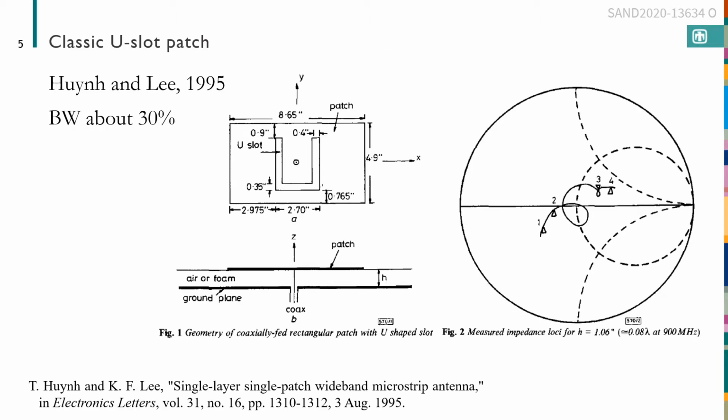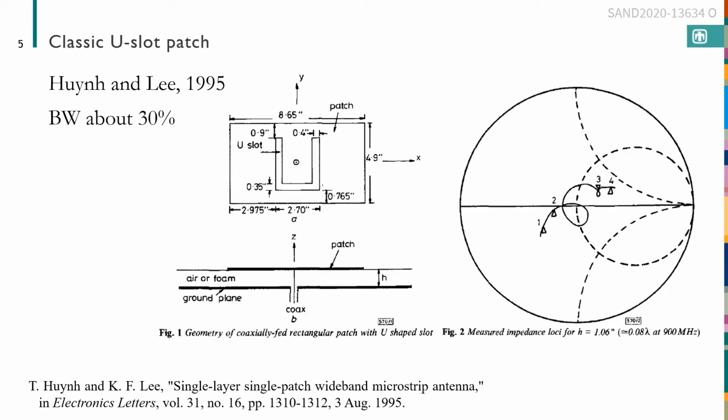In 1995, Hyun and Lee introduced a very interesting geometry. It was just a rectangular patch with this U-shaped slot in it. And Hyun and Lee found that it broadened the bandwidth quite a bit. And lo and behold, the impedance locus has got this loop in the Smith chart.